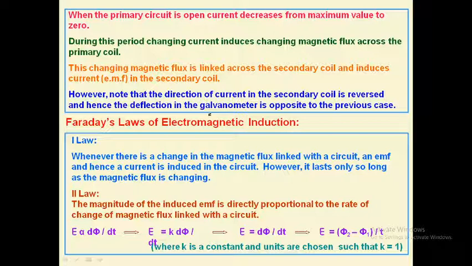So hereafter you get the formula for induced EMF as change in flux upon the time taken to change the flux. So (Φ2 − Φ1)/t, or if the flux is changing continuously, then you use dΦ/dt.